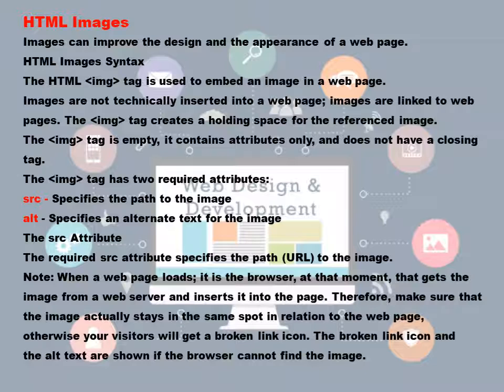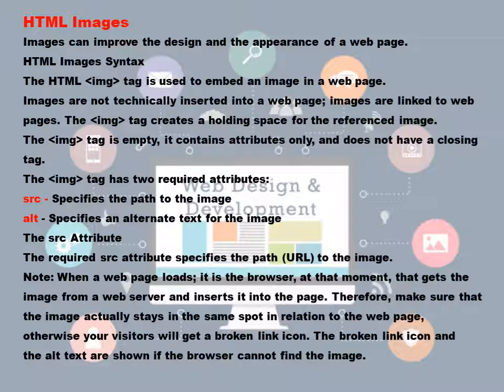HTML image syntax. So what is the syntax? The name of the tag is IMG. It is used to embed an image in a web page. Images are not technically inserted into a web page; images are linked to web pages. The IMG tag creates a holding space for the referenced image. The image tag is empty. It contains attributes only and does not have a closing tag. Okay, so it is an empty tag.